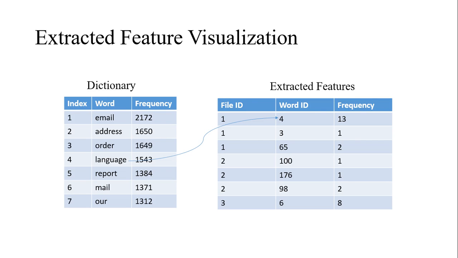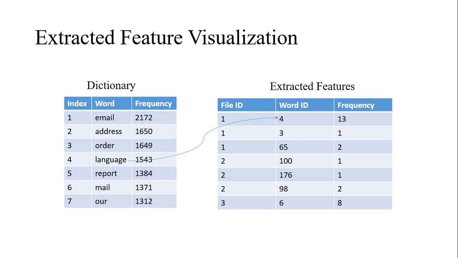This is how the extracted features look like. As you can see on the right hand side, the first column is the file ID referring to the file itself. So here file ID 1 has word ID 4, word ID 3 and word ID 65. Here word ID 4 is repeated 13 times, word ID 3 is repeated 1 time and word ID 65 is repeated 2 times in that particular email alone.